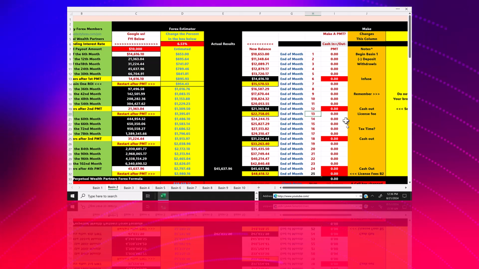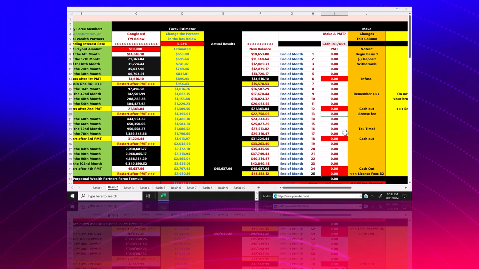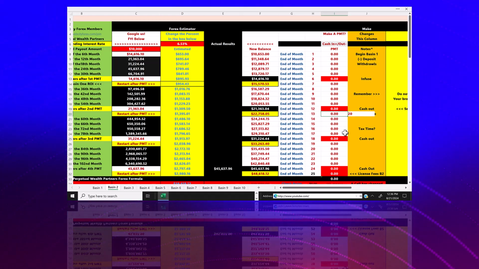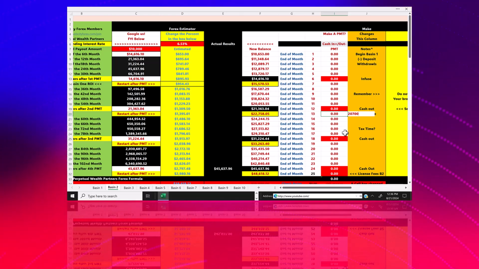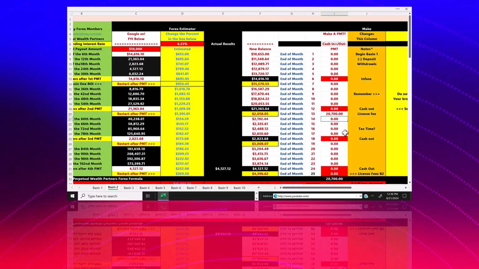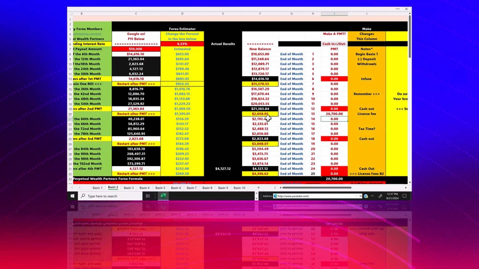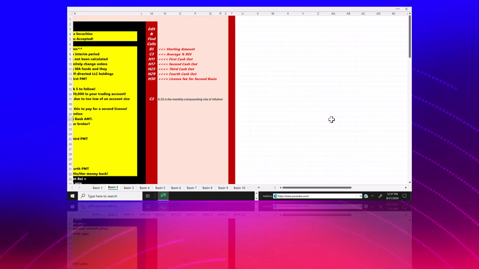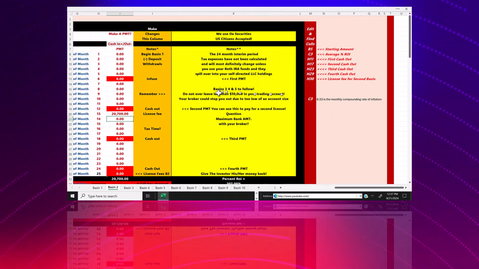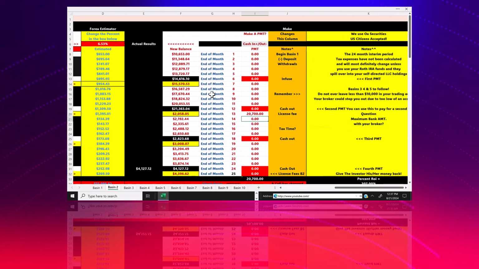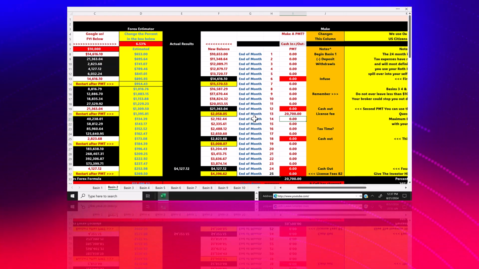So we'll do 20,700. That's what we'll take out, and that left $2,000. So you remember the rule. The rule is do not ever leave less than $10,000 in your trading account. So, okay, we need to go down here somewhere else where we can take it out.